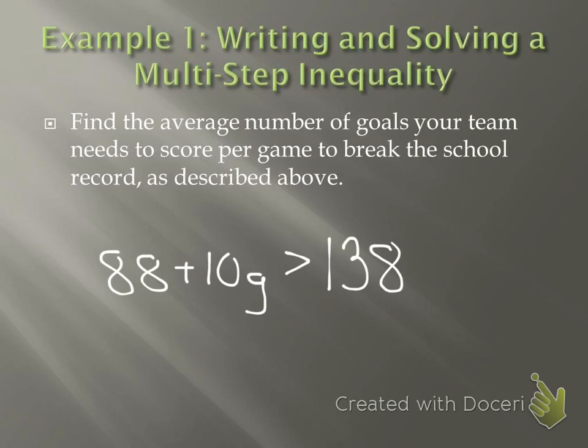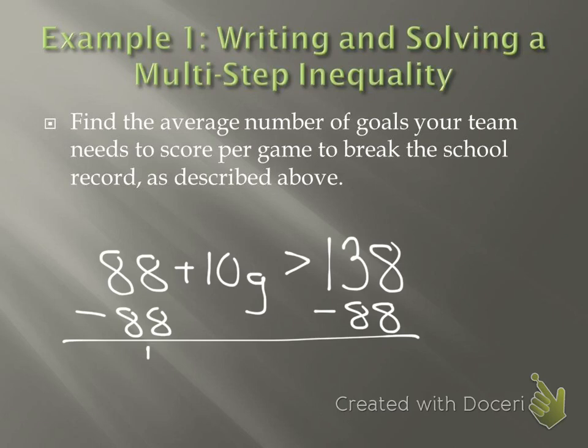Now I've set up my two-step inequality. Just like with equations, I need to start with what is not connected to my variable, move that first, and then deal with what's connected. So how do I get rid of positive 88? I subtract it. I do the opposite. Subtract 88 from both sides. This works out nicely. 10g is greater than 50.